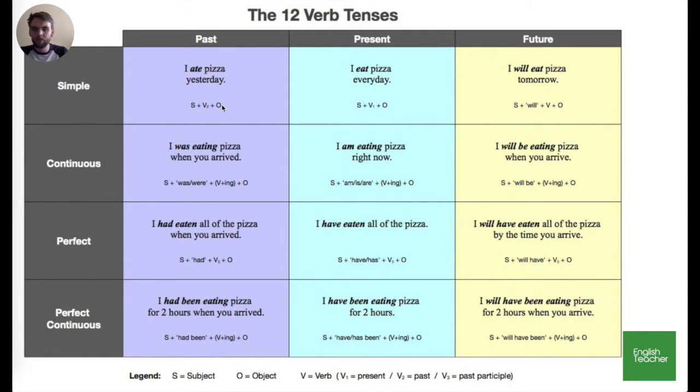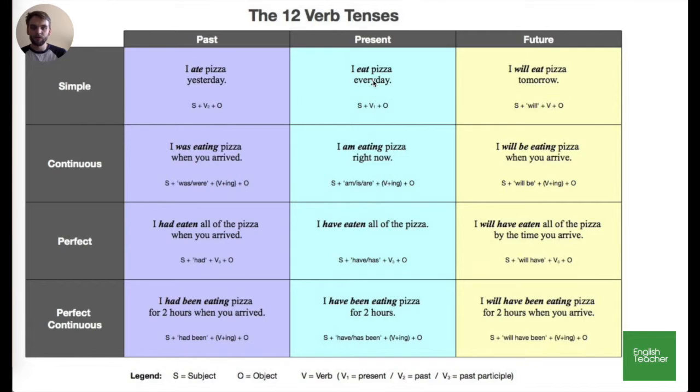And then here we have the object, and the object is an item. So let's have a look. In this sentence, the subject is I, the V2, or simple past verb, is ate, and the object is pizza. And here we have yesterday. Yesterday is just the time. Time can be at the beginning or at the end of a sentence. So let's have a look.